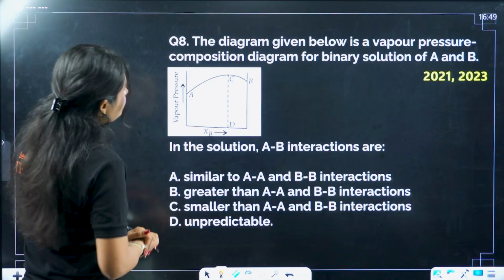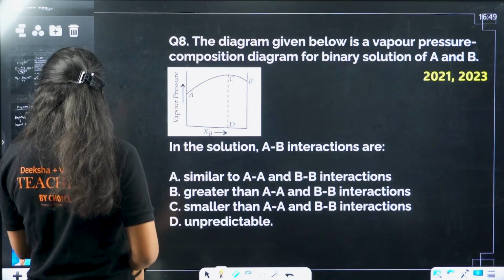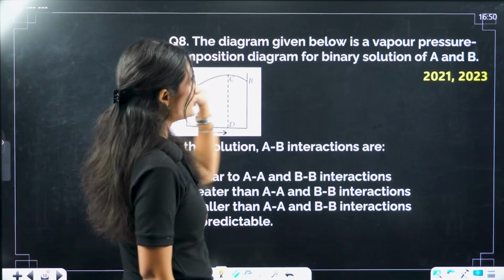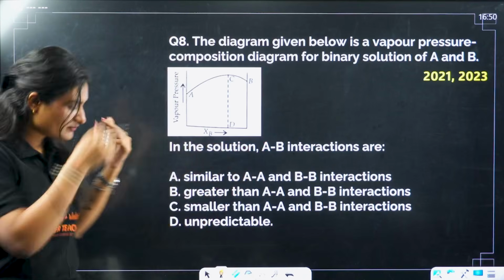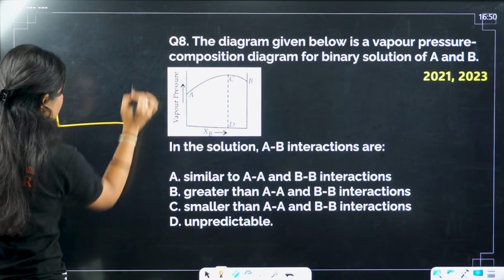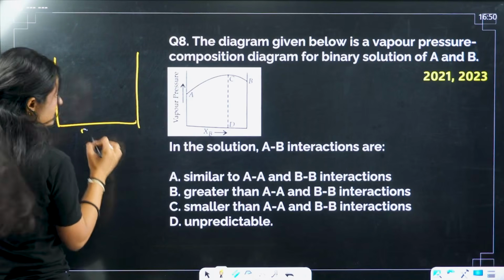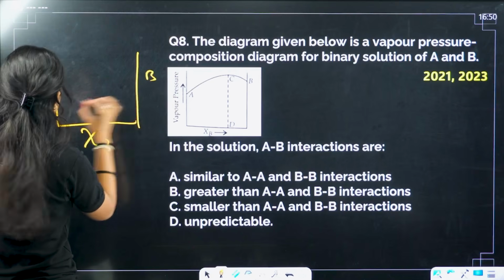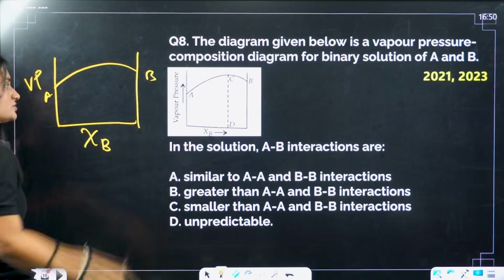Before that we have this one question. The diagram given below is a diagram for a binary solution of A and B, okay. If it's not visible, I'll just clearly draw it here. So this is like this. Here we have vapor pressure on the y-axis, and here we have the mole fraction of B, right? When we are going from A to B, what is happening here? This graph is slightly slanted upwards, okay.